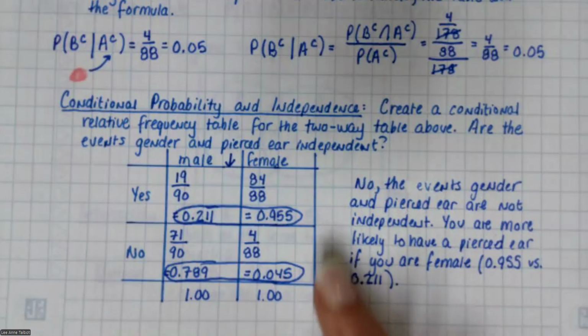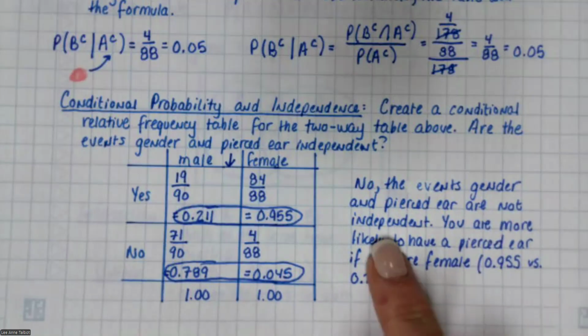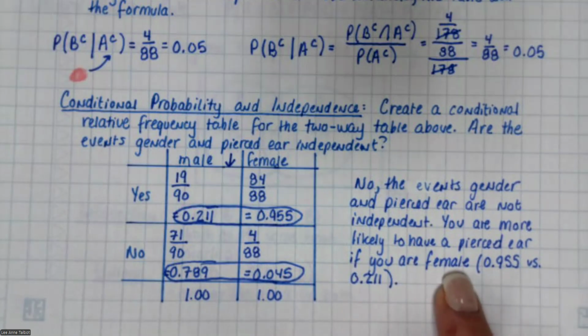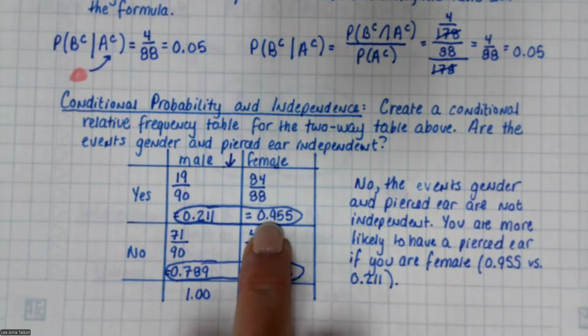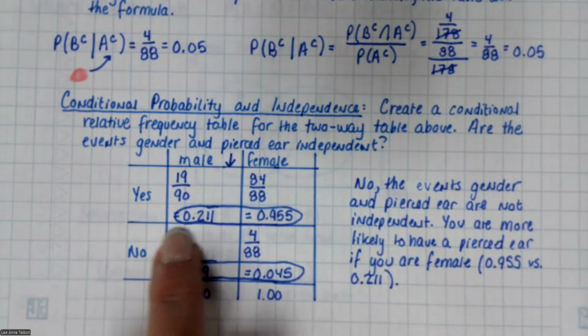So I said, no, the events gender and pierced ear are not independent. You are more likely to have a pierced ear if you are female, 0.955 versus 0.211.